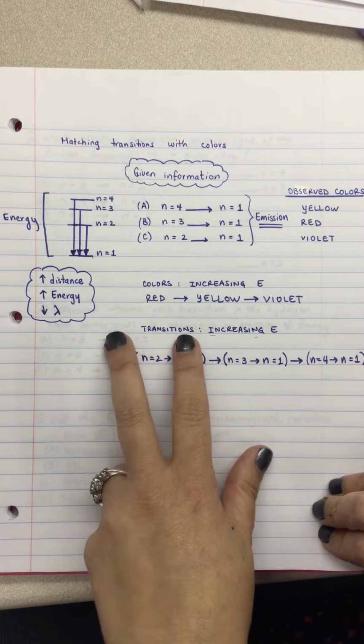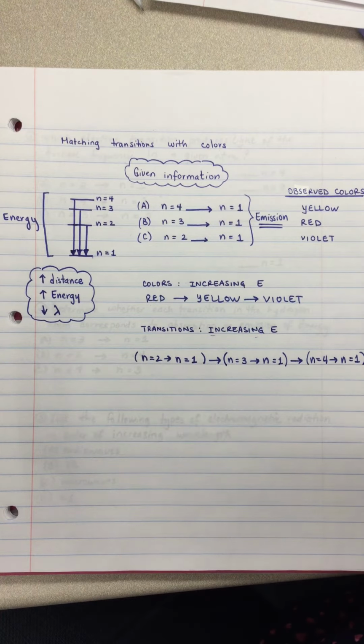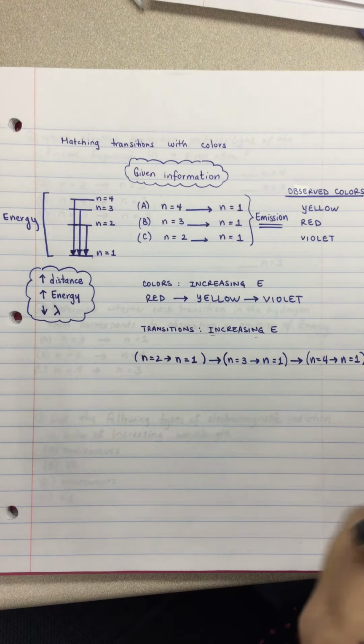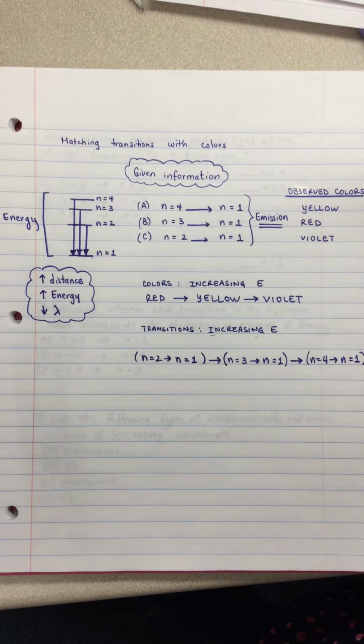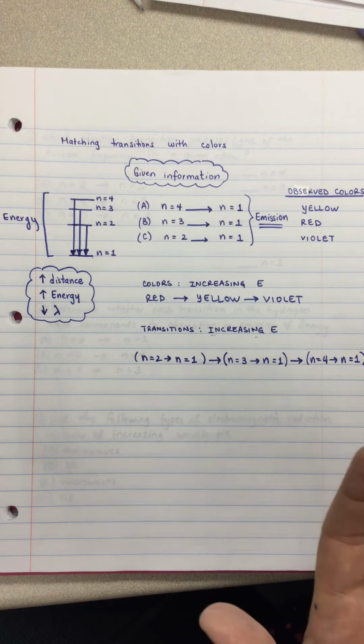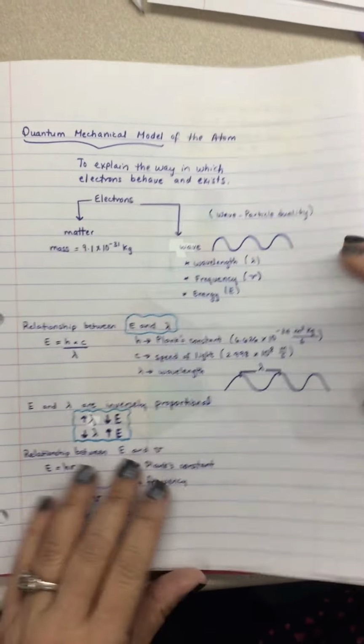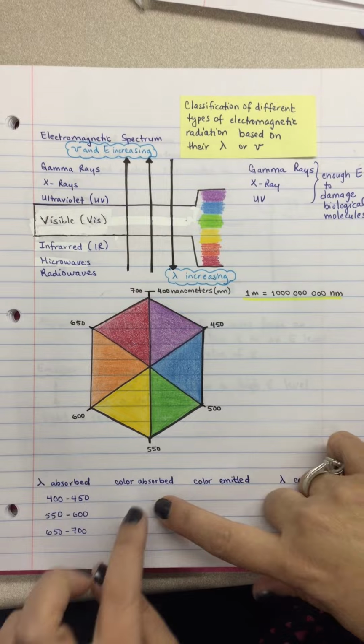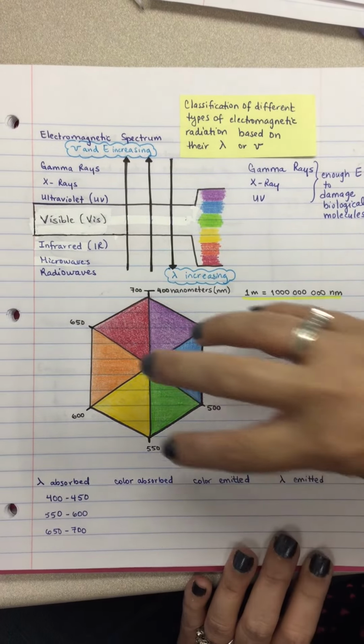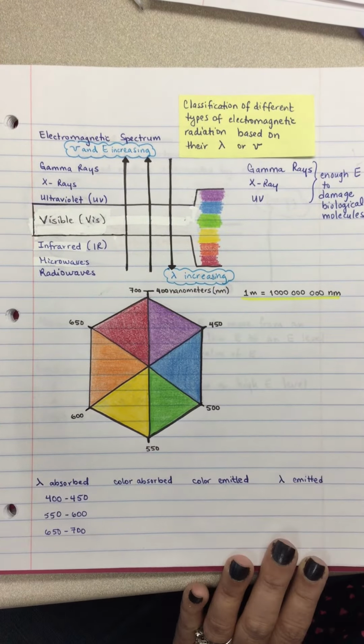So all of these transitions are representing emissions, okay? Before something can emit light, it needs to absorb light for the electron to move from a low energy level to a higher one. Okay? So let's check the table that you have right here. You can get all of this information from the diagram.